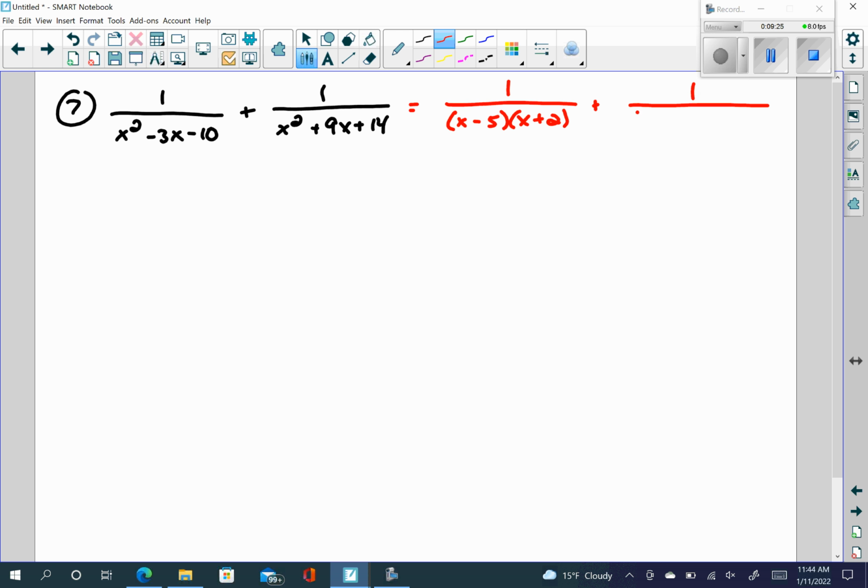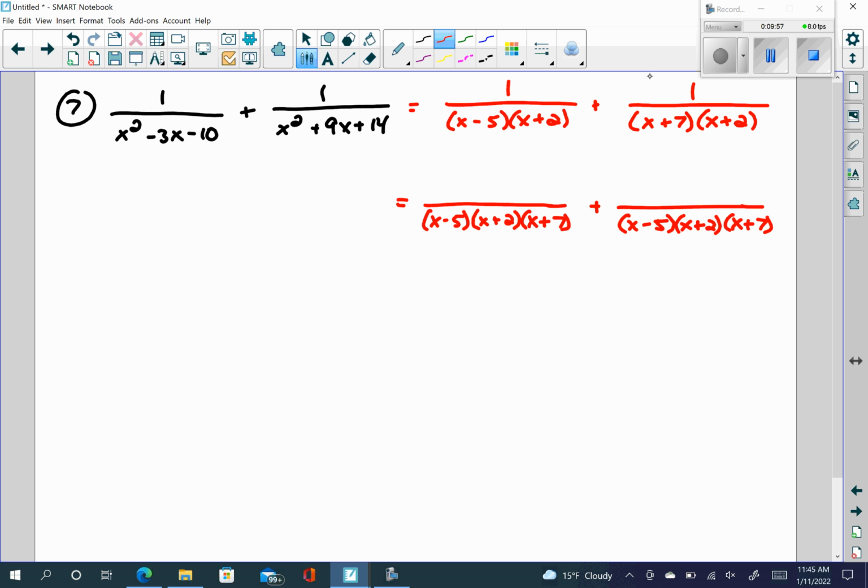Our second denominator will factor into an x plus 7 and an x plus 2, because 2x and 7x outside and inside will give us our 9x, 7 times positive 2 will give us our 14. So now the LCD, they have an x plus 2 in common, but then I also need an x minus 5 and an x plus 7. So we'll say x minus 5, x plus 2, and x plus 7 is going to be the LCD. We could write these in any order, it doesn't matter.